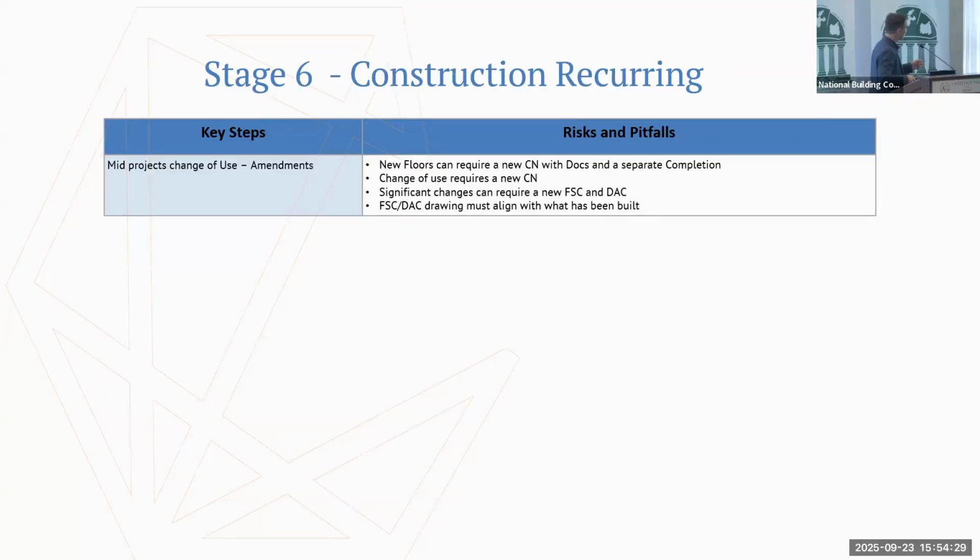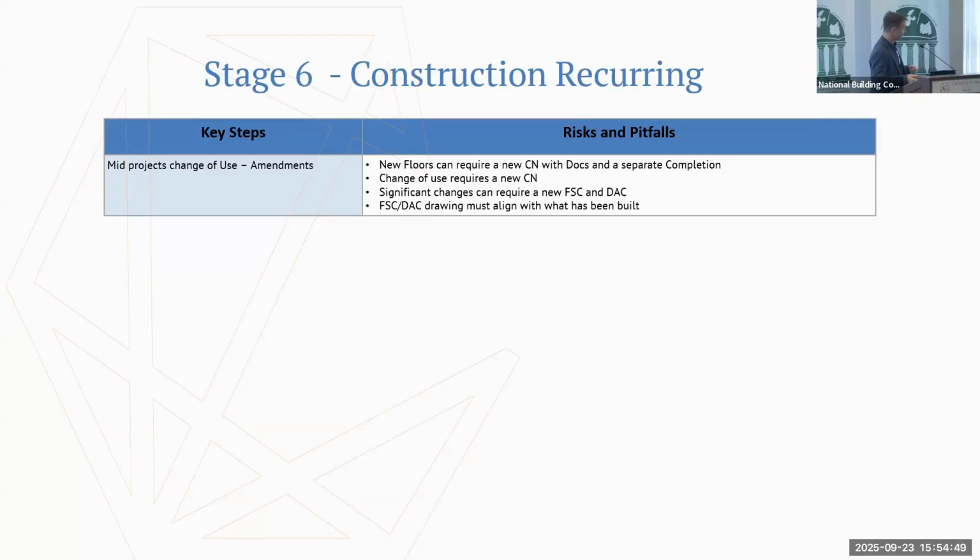Just a note on mid-project changes and changes of use. So I think it was Henry J. Lyons mentioned new floors will require a new commencement notice with separate documentation. Any change of use of part or a floor of a building will require a new commencement notice.